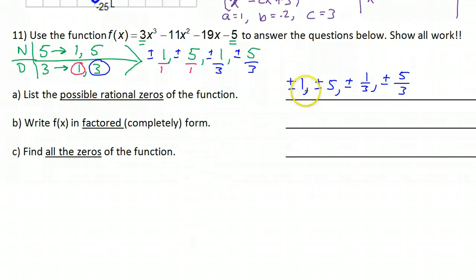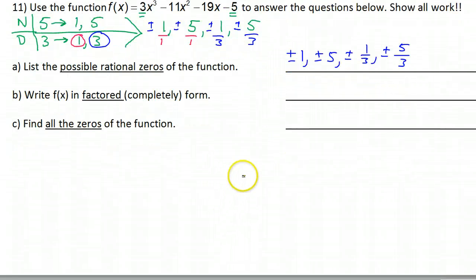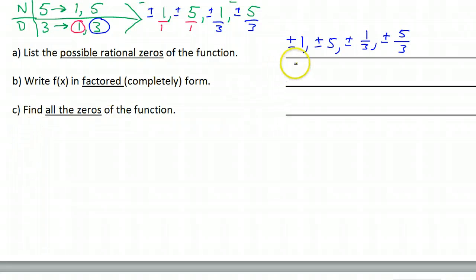What we're supposed to do is start using these possible zeros and plug them in one at a time until we find one that works. I want you to go in order. So I want you to do positive 1 and then negative 1 and then positive 5 and then negative 5. I don't want you to have to mess with the fractions, so I'm really hoping that one of these will work before we get to the fractions. So let's do that. Let's start with positive 1.